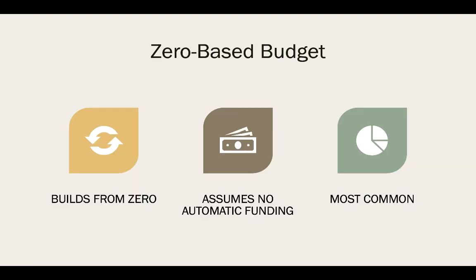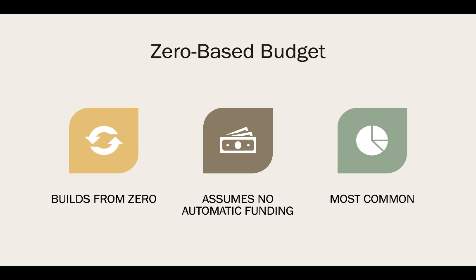Moving on from our incremental budget, the most common is our zero-based budget, and as the name tells you, we're building from zero. So we're assuming no automatic financing. I'm starting from zero, and irrespective of what happened last year, regardless of what happened 3 years ago in our organization, what do we need this year? It assumes you're starting from year one, and you're a brand new organization. So what do you need this year? It's probably the most common that you're going to see.